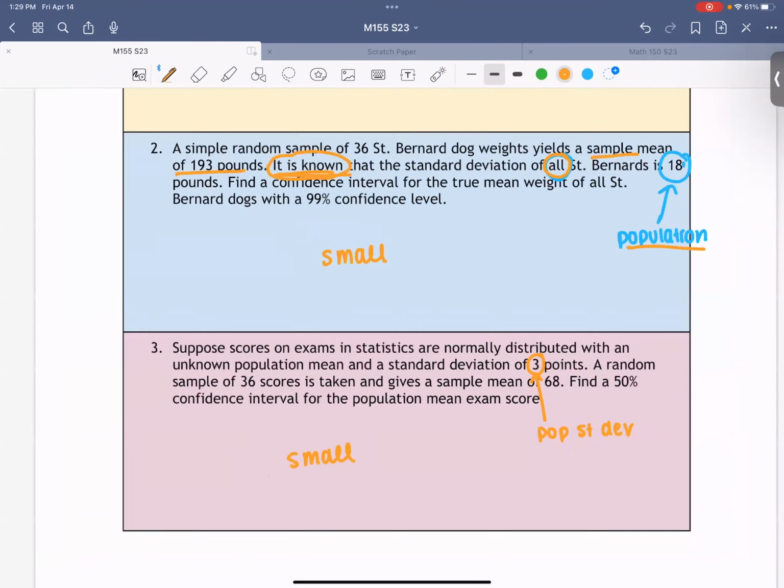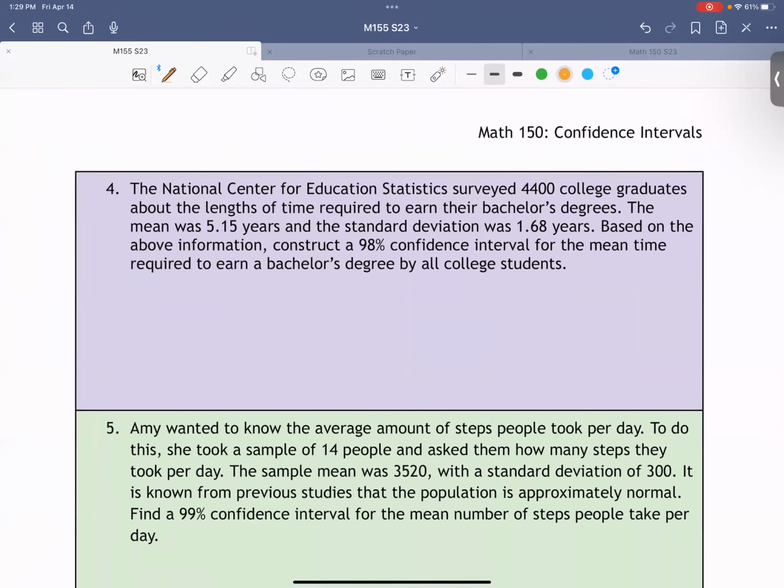All right, let's move on to example number 4. Here we have the amount of time it takes to get your bachelor's degree. The National Center of Education Statistics surveyed a bunch of people. The mean was 5.15 and the standard deviation was 1.68. Who says sample standard deviation? All right, who says population? Okay, so more hands for sample. Who wants to explain why it's the sample standard deviation?